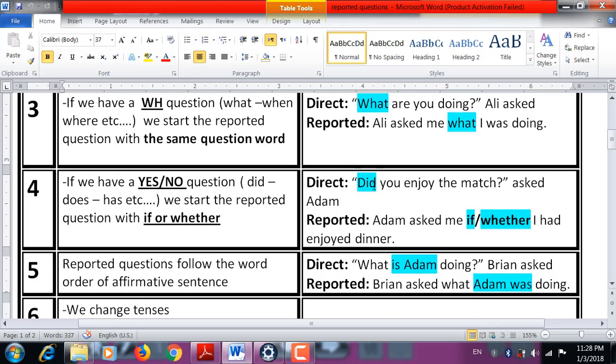Whereas if we have a yes no question like this, like did, does, is, was, will, can, any yes no question, right? We start the reported question with if or whether, so we can choose any one of them to use after the reporting verb. So we have a direct question like this: did you enjoy the match? Asked Adam. So we say Adam asked me if or whether, you have to choose just one of them, right? I had enjoyed dinner. So we use here what? We use if or whether instead of what? Of did, because we have a yes no question.